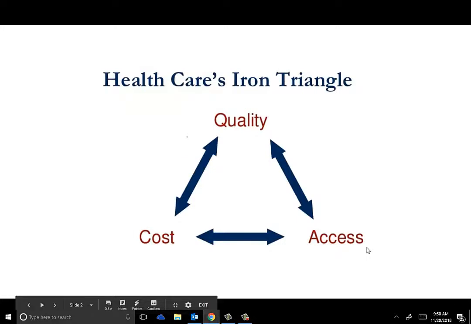Next, we're going to talk about the healthcare's iron triangle. And you might hear me drink coffee. Hopefully it's not too loud, but I've got a cup of coffee here that I'm drinking while I'm doing this lecture.